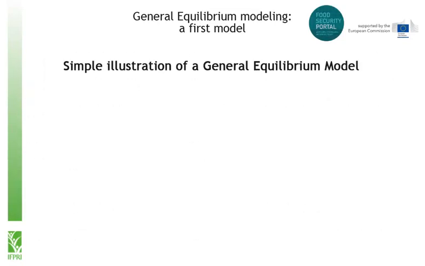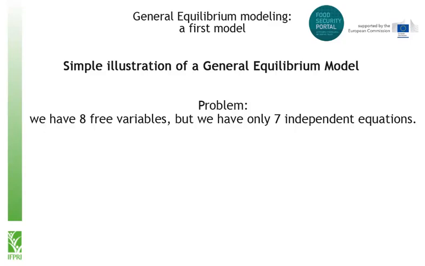So right now I would like to expose a problem that we have, which is really important, and this is something that will need a specific treatment, and this is specific to general equilibrium models. The problem is that we have 8 free variables in this model, free meaning that these variables can vary on a specific domain of definition. So in fact they are positive. This is the only restriction that we impose. But we have only 7 independent equations.